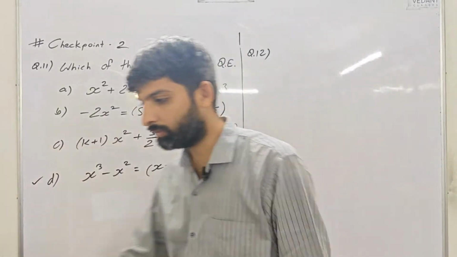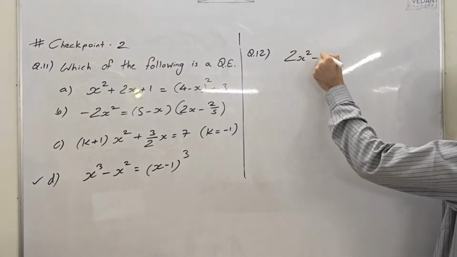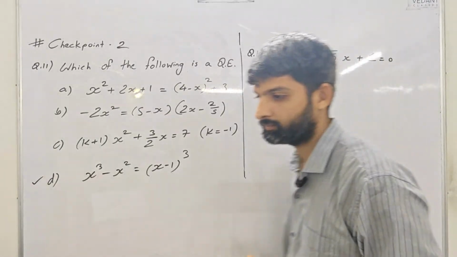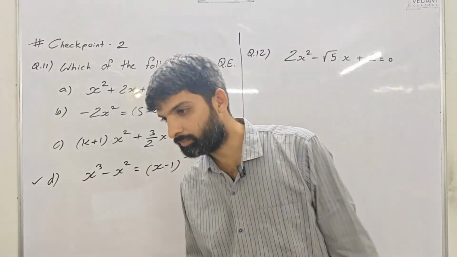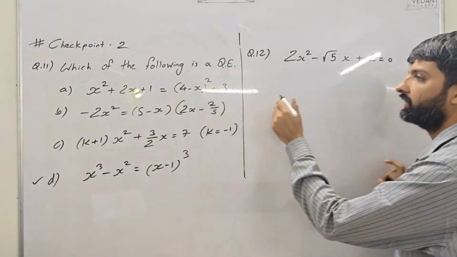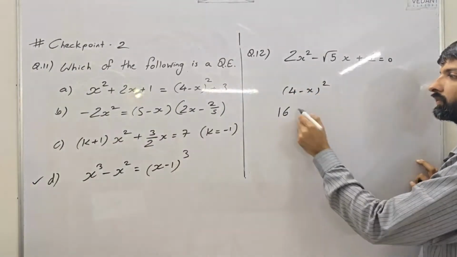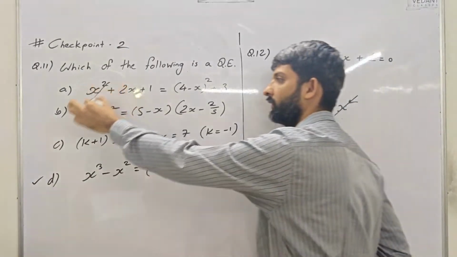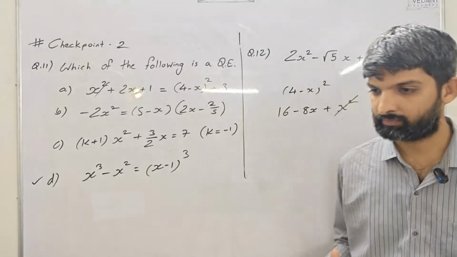Let's see the next one, question 12. 2x square minus root 5x plus 1 equal to 0. Yes, I will repeat it. Here when you expand this, 4 minus x square, it will be 16 minus 8x plus x square. So this x square will cancel out with this one. So that is why option A cannot be the answer.